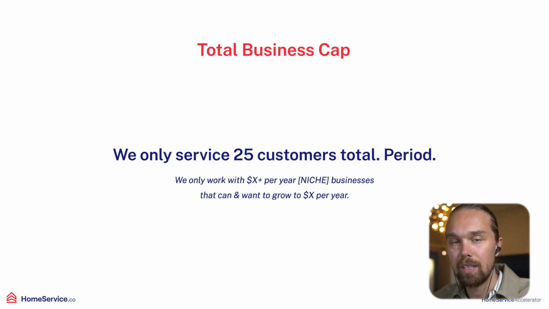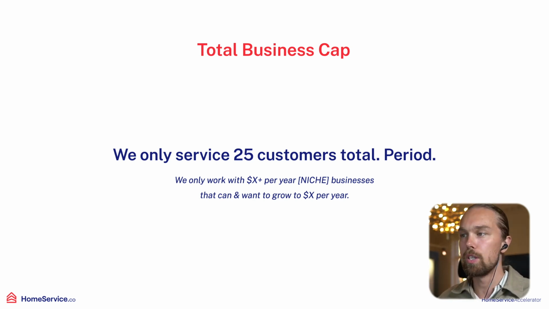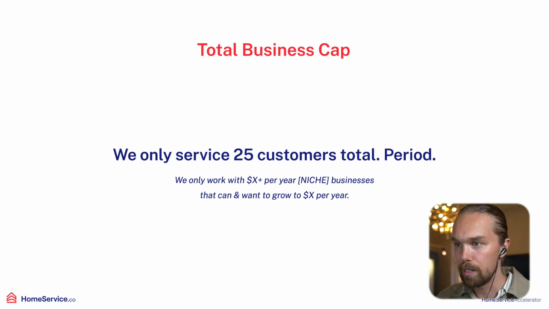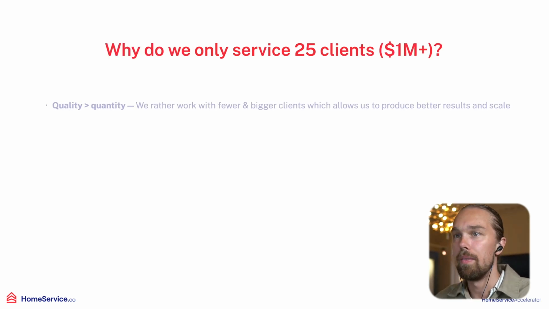Then I normally go through the total business cap. This is actually something that I got from the book 100 Million Offers by Alex Hormozi. It can be a very good thing to just have a cap on the amount of clients that you work with and then actually tell the client why you do this. We only service 25 customers total, period. And then you can have a subheadline that says something like, we only work with $1 million per year or $2 million per year roofing and solar businesses that can and want to grow to $10 million per year, let's say. And then you can tell them why we do this.